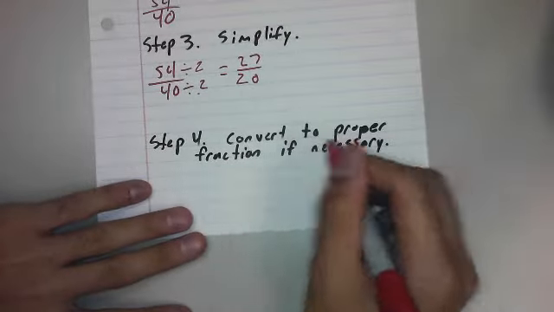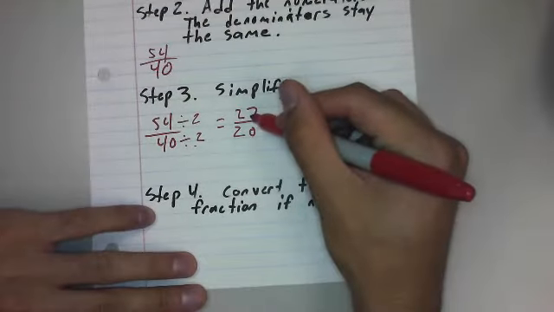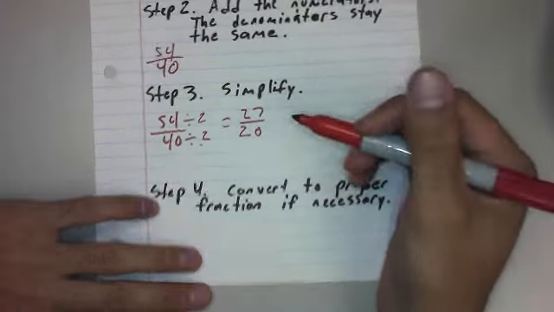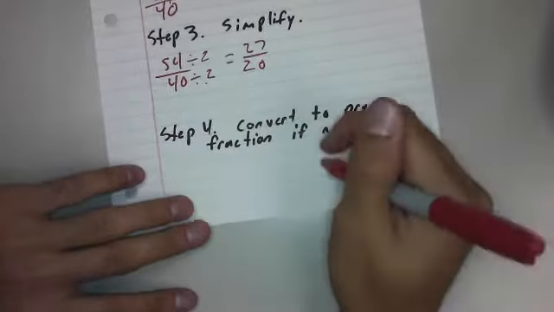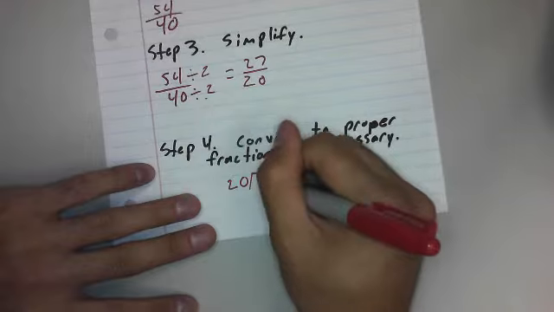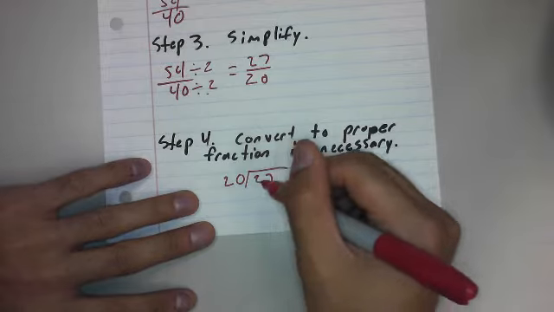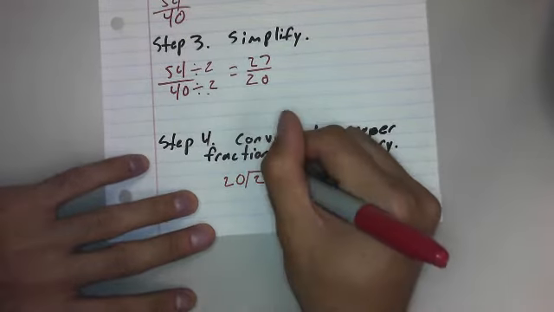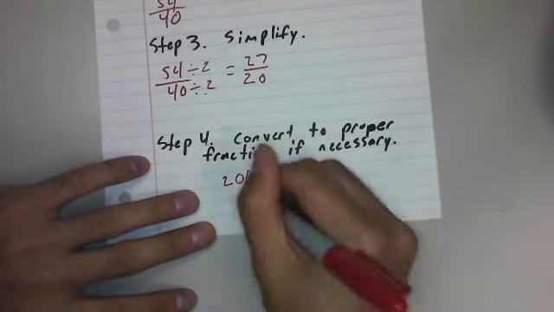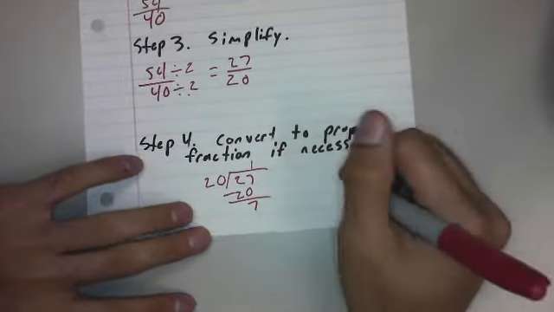Now, step 4 says convert to proper fraction if necessary. And yes, if the bigger number is on top, then it's considered an improper fraction. So what I would have to do in order to convert this into a proper fraction is divide 20 into 27. First thing I want to ask myself is, does 20 go into 2? It does not. Does 20 go into 27? Yes, 20 goes into 27 one time. 20 times 1 is 20. Subtract: 7 minus 0 is 7. 2 minus 2 is 0.